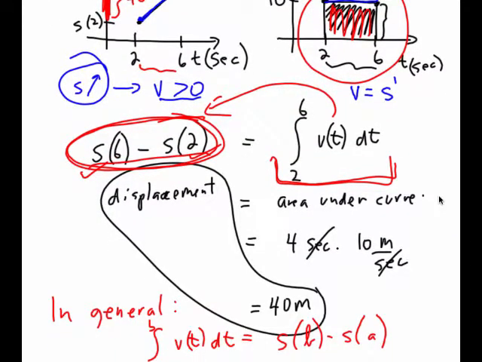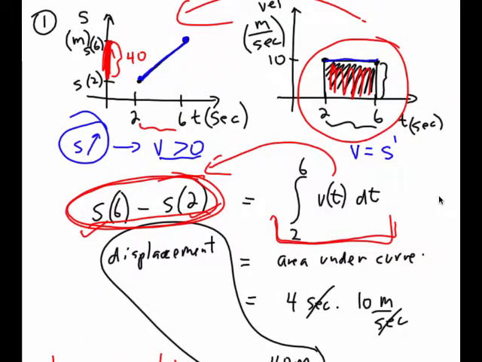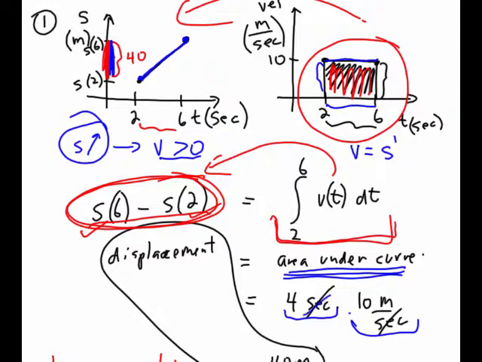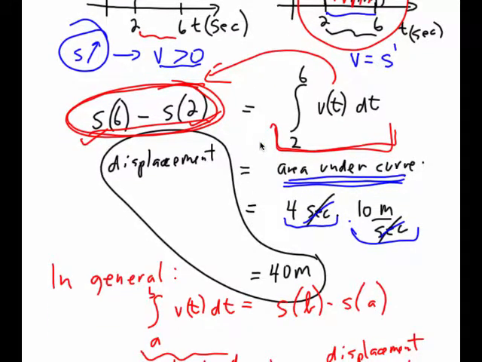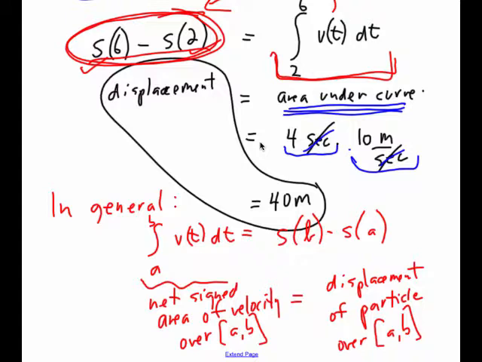Just to go through the calculations here and show a few other connections. We know that s of 6 minus s of 2 from this point of view is 40 meters. From this point of view, the area under the curve, I have a rectangle which is 4 seconds wide and 10 meters per second high. So if I multiply those to get the area of the rectangle, I can see that the seconds cancel out and I'm left with my final units in meters, 40 meters. So in general, the definite integral of velocity on an interval a to b is the displacement of the particle over that interval.